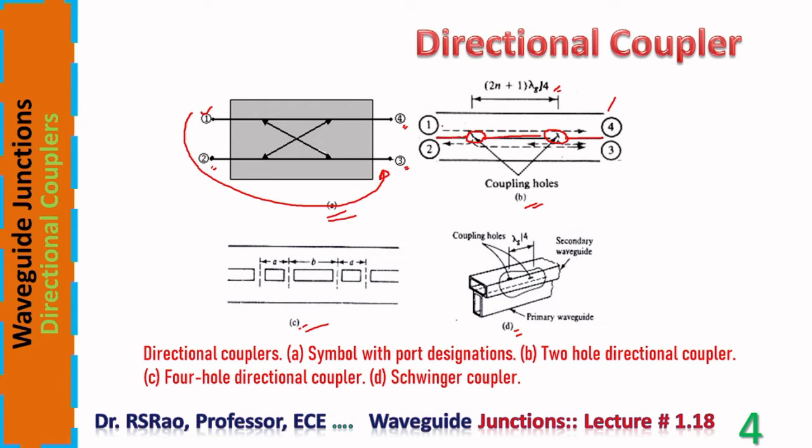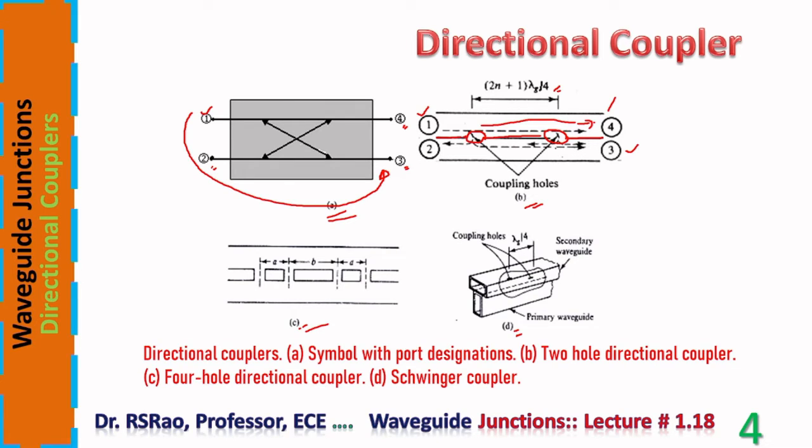The functioning is like this. Source is connected at port 1. Its output flows towards port 4. A fraction, it may be a small fraction of this power flow from 1 to 4, is diverted to port 3.